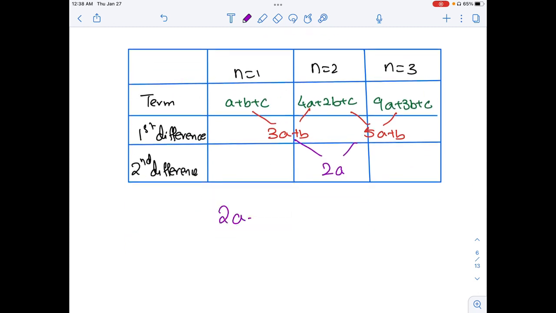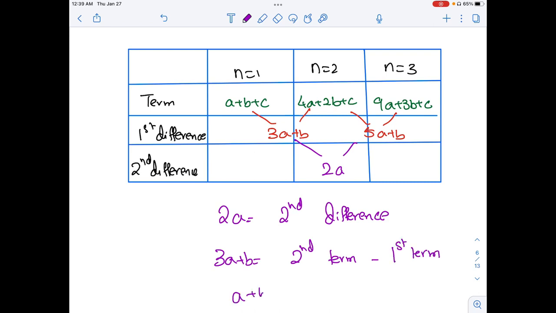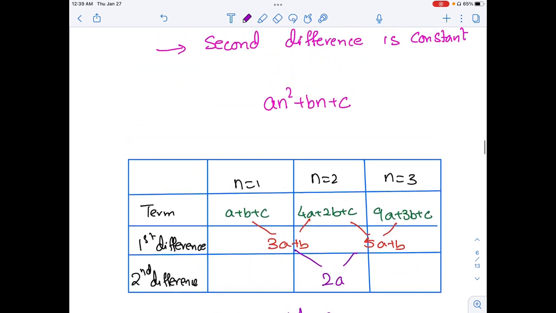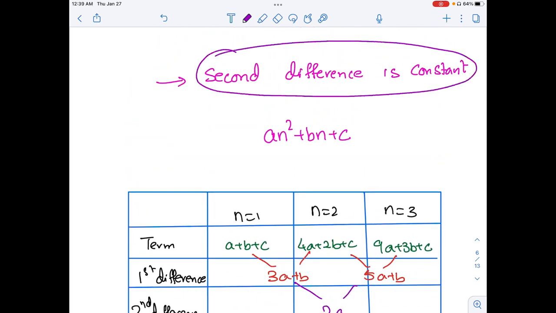So what is that? 2a is going to be the second difference. 3a plus b is going to be the second term minus first term. And a plus b plus c is going to be my first term. If you remember this one, for any quadratic sequence, whenever the second difference is constant, we can use that.